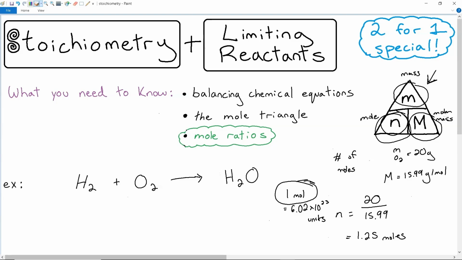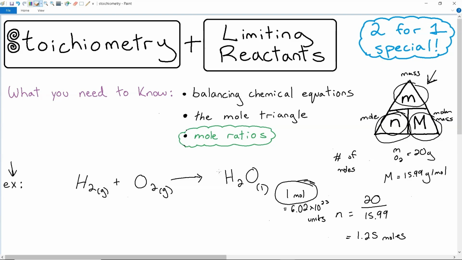Last thing we need to look at is mole ratios. But in order for us to understand mole ratios, we first need a balanced chemical equation. So let's look at this example down here and quickly balance it. On my left-hand side, or reactant side, I have hydrogen and oxygen. And I guess we could say that these are in gas form. And on my right-hand side, we have water.